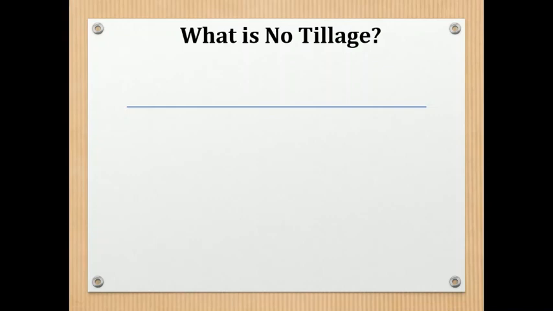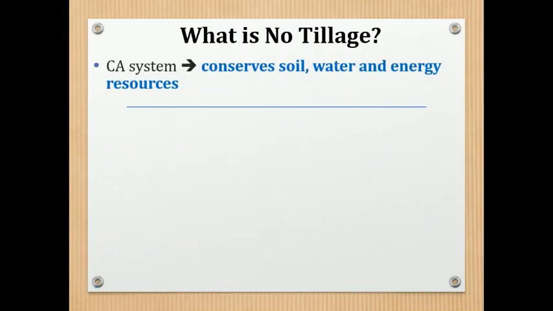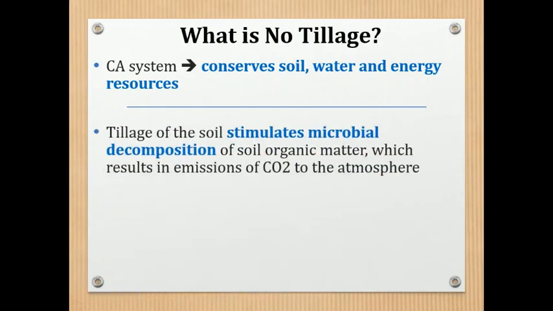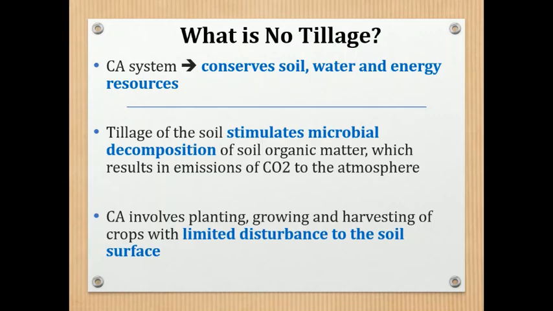What is no-tillage? Conservation tillage is a tillage system that conserves soil, water, and energy resources through the reduction of tillage intensity and retention of crop residues. Generally, tillage of the soil stimulates microbial decomposition of soil organic matter, which results in emission of carbon dioxide to the atmosphere. Conservation agriculture involves planting, growing, and harvesting of crops with limited disturbance to the soil surface.